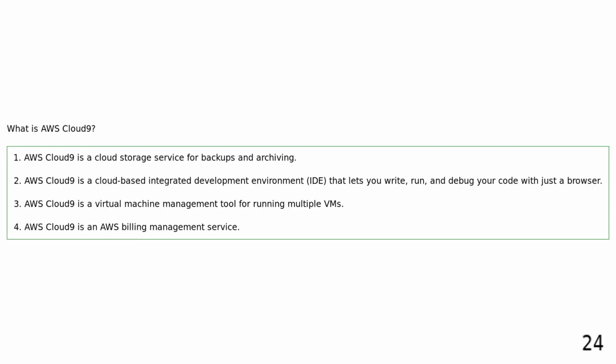What is AWS Cloud9? AWS Cloud9 is a cloud storage service for backups and archiving. AWS Cloud9 is a cloud-based integrated development environment that lets you write, run, and debug your code with just a browser. AWS Cloud9 is a virtual machine management tool for running multiple VMs. AWS Cloud9 is an AWS billing management service.